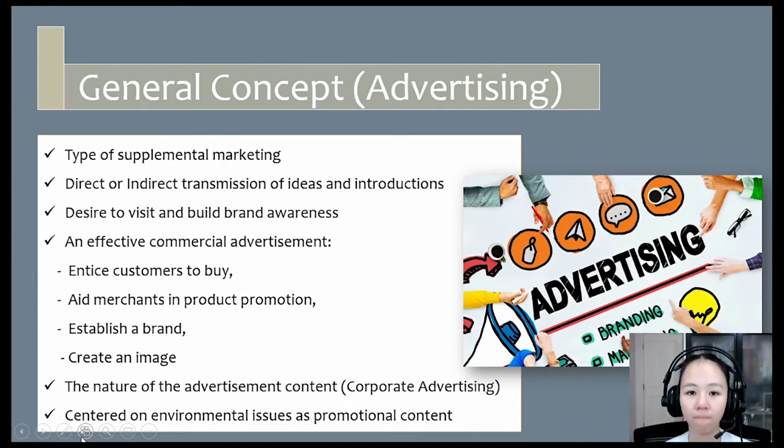Product advertising, corporate advertising, and public interest advertising can all be categorized based on the nature of the advertisement content. The character of our advertising will be corporate advertising because it will be centered on environmental issues as promotional content in order to create customer trust and a positive impression of AI Marine Museum. Our first choice for advertising is electronic media such as television, internet, and email.